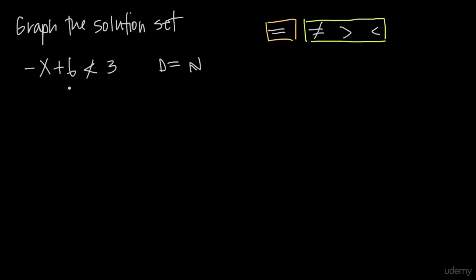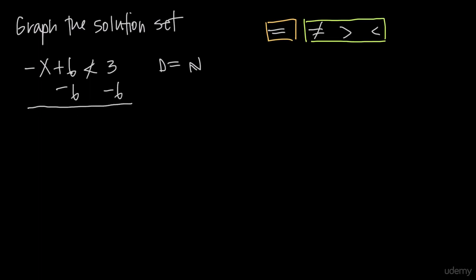So in this particular problem, we've been asked to graph the solution set of negative x plus 6 not less than 3, where the domain is all natural numbers. So what we want to do in this case is solve this inequality for x. And the way that we'll do that is first by subtracting 6 from both sides. So we'll say minus 6 and minus 6.